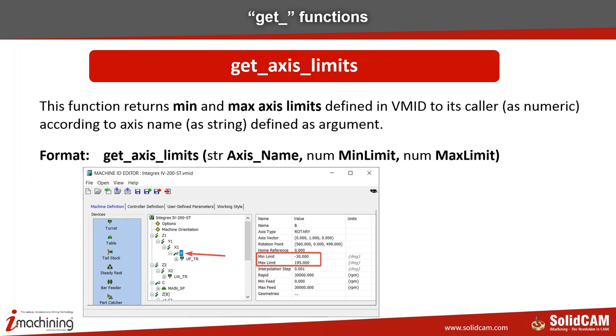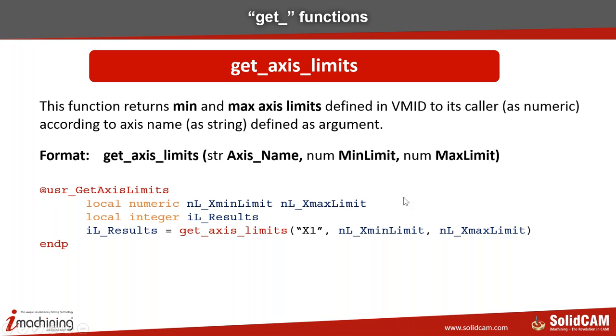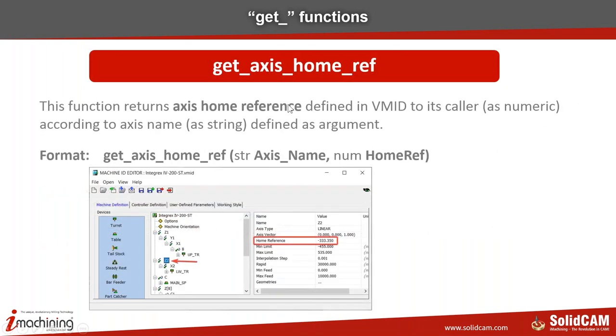And now we have it. Unfortunately, of course, it will only be available in SolidCAM 2021. It's called get access limits. Basically what you need to put in is a string as the access name, and then two arguments, a minimum limit and a maximum limit, that will receive this information, okay? Together with this, we also have get access home reference, which gets the home reference itself.